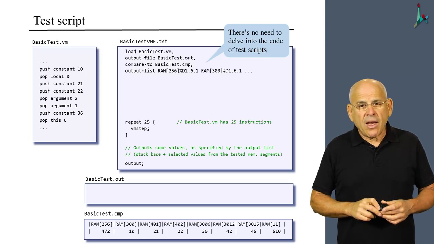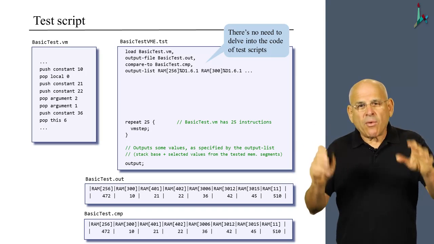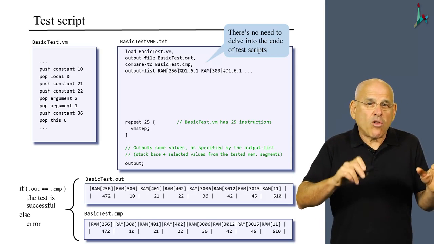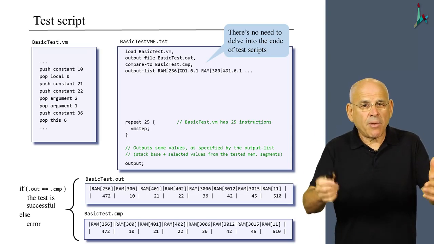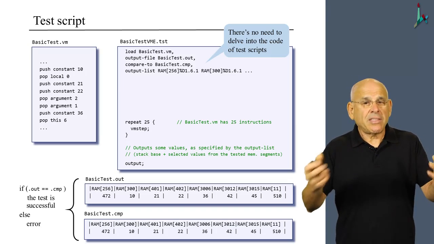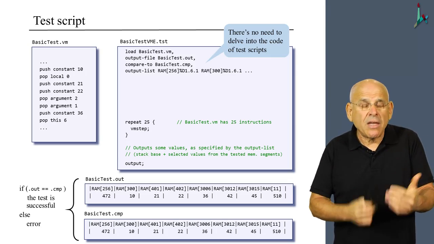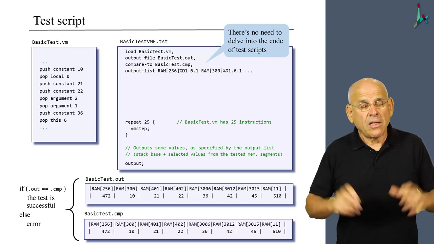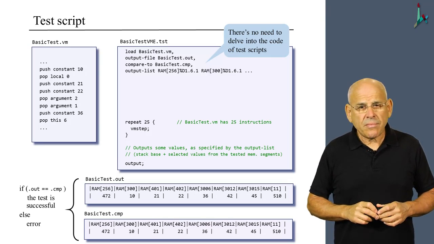Now, here's the deal. If the generated output file is the same as the supplied compare file, we say that the test is successful, and the simulator will give you a positive message that the test has completed successfully. If, however, there is some discrepancy, the simulation stops and you get an error message. So that's the basic idea of using a test script.